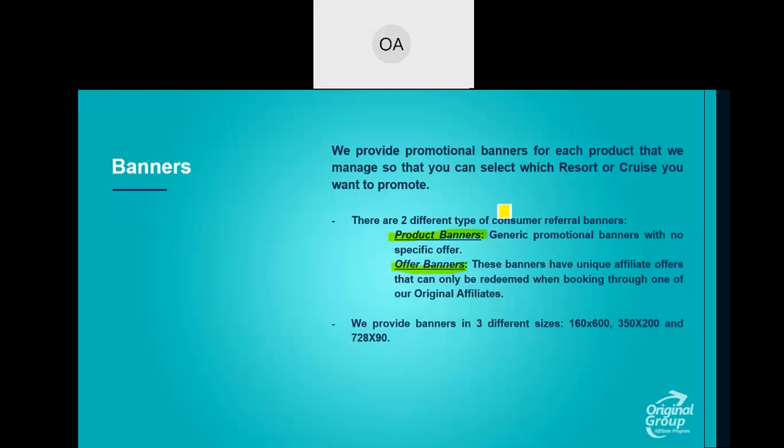And we do have banners in 3 sizes right now, which are the most commonly used throughout websites and blogs and newsletters, which is 160 by 600, and this would be the vertical view. Then we have the 350 by 200 banner, which is more of a rectangular view, and the 728 by 90 banner, which is more of a horizontal view.